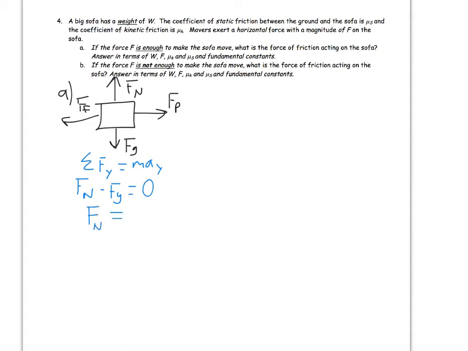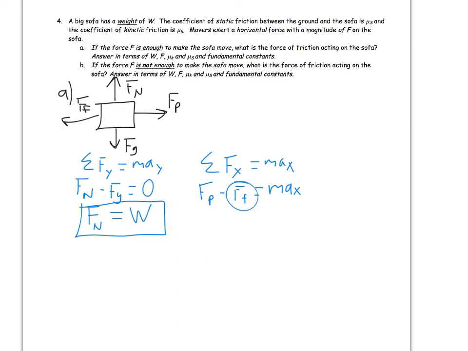And my normal force then is equal to the force of gravity, which in this case we don't know the mass of the sofa, but we do know the weight, and weight is the force of gravity. So I can just say that Fn is equal to the weight. Okay, keeping in mind that weight is synonymous with the force of gravity. So now I want to know what is the force of friction acting on the sofa. I don't actually have to set up my max, although I could in the x direction. It would simply be Fp minus Ff equals max. But the key is solving for this force of friction.